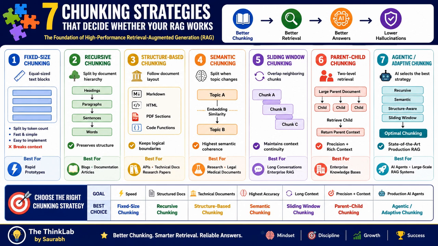So which strategy should you choose? If you need a quick prototype, use fixed-size chunking. For blogs and documents, choose recursive chunking. For technical documents, use structure-based chunking. For maximum accuracy, choose semantic chunking. For long conversations, sliding window is an excellent choice. For the enterprise knowledge base, parent-child chunking works very well. And if you are building a production AI system, agentic and adaptive chunking is the future.